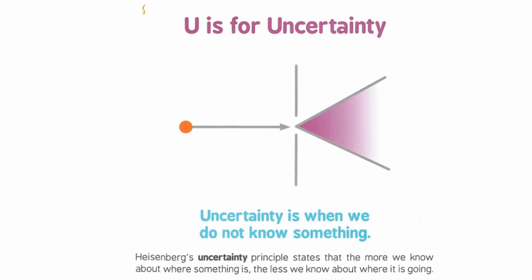U is for uncertainty. Uncertainty is when we do not know something. Heisenberg's uncertainty principle states that the more we know about where something is, the less we know about where it is going.